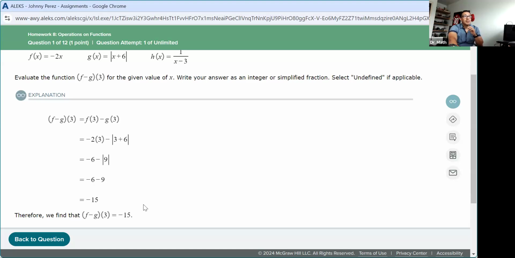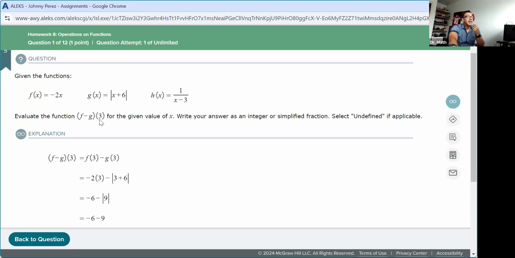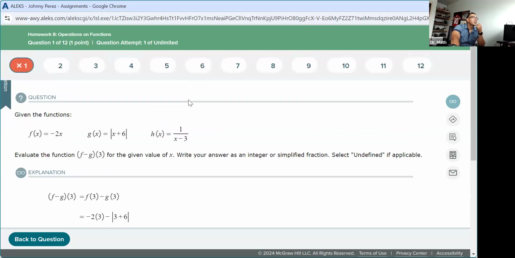All right. So again, what did we do? Whatever number they gave you in parentheses here, that's your input. That's what you're plugging in. Where do you plug it in? In this case, they say plug it into f, which is right here, and plug it into g, which is right here. Notice there's no h. So this one, we don't even have to worry about. All right, making sense? Cool.